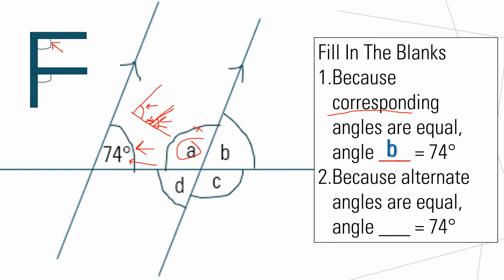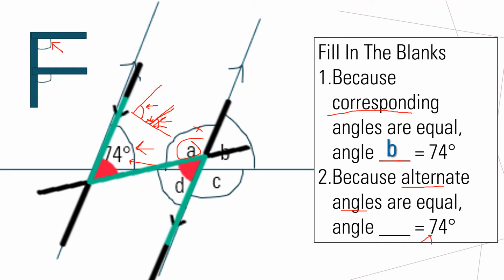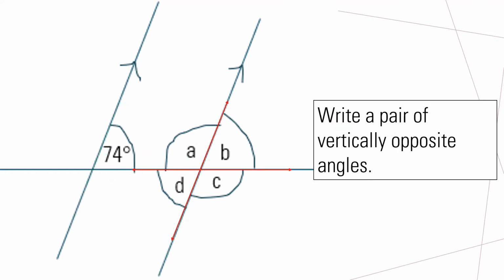For question 2, we need to find the alternate angle, which is equal to 74 degrees. So for the alternate angle, we need to think of the letter Z. Yes. So this angle right here is 74 degrees. And this here is the alternate angle, which is D. So for question 2, the answer is D. Let's move on to another question.